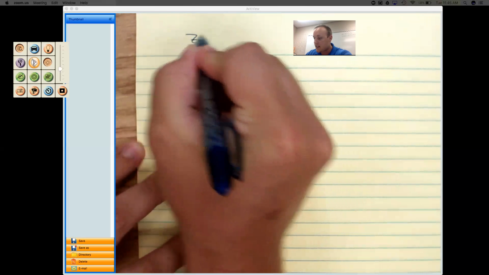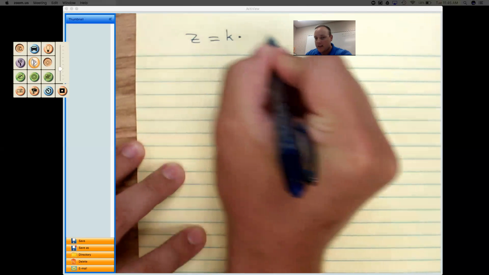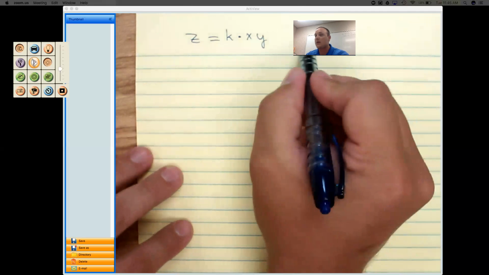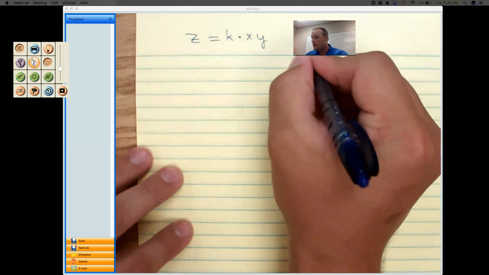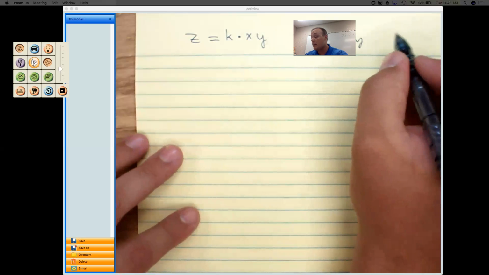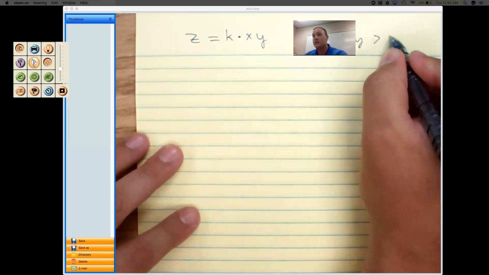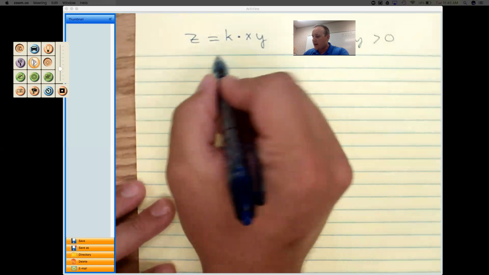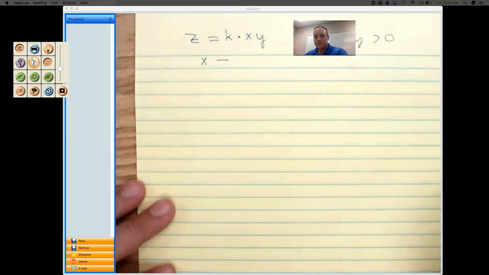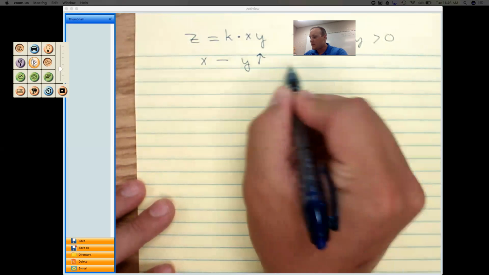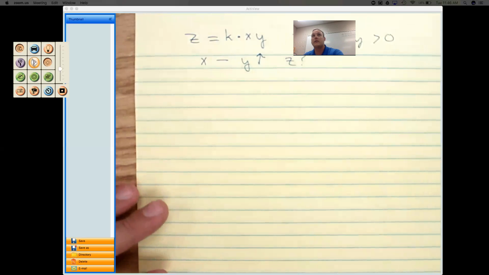So this is basically just like the bell work. Let's say I have z equals k times x times y, and all the numbers are positive. z, x, k, and y are positive. So a way of representing that is saying that they're greater than 0. All right, so now let's see. If x is held constant and y increases, what happens to z? Tell your shoulder partner. Tell your tables.